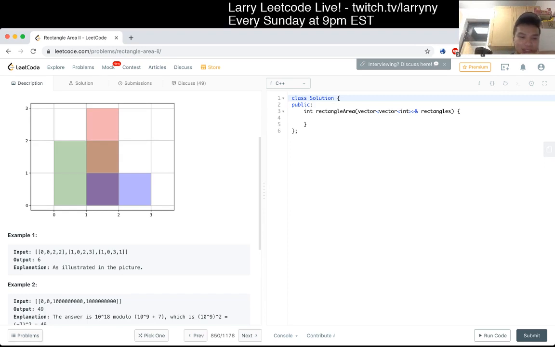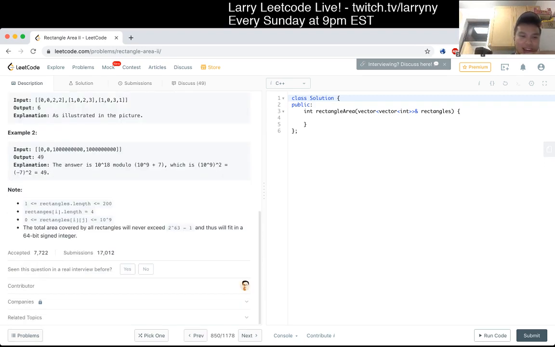So I think that should be sufficient, because if you do n operations every time, there's only 200 rectangles, so you're only doing 400 segments or whatever, something like that. So that should be sufficient.